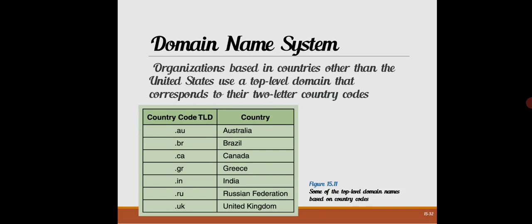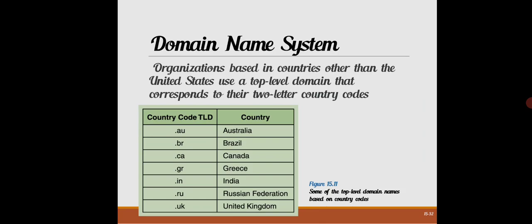Domain name system. Organizations based in countries other than the United States use a top level domain that corresponds to the two letter country codes. Country code TLD, country: .au, Australia; .br, Brazil; .ca, Canada; .gr, Greece; .in, India; .ru, Russian Federation; .uk, United Kingdom.